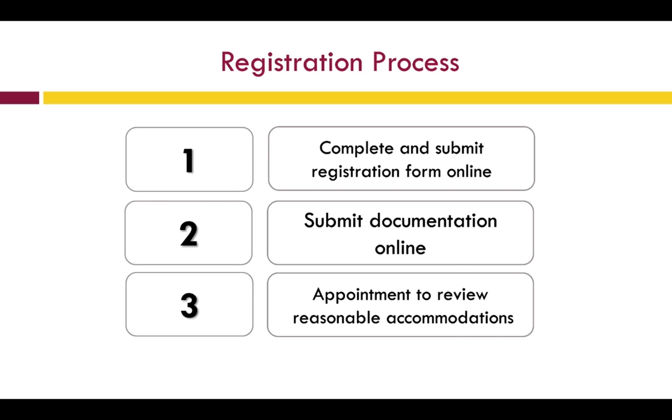For the registration process, there are 3 important steps. Step 1, complete and submit the registration form online. You can find the registration form on the SAC website. Step 2, submit documentation online. You can add documentation to the registration form or email it to our office. Finally, step 3. Once the registration form and documentation have been submitted and a specialist has reviewed the information, you will have an appointment to review reasonable accommodations.